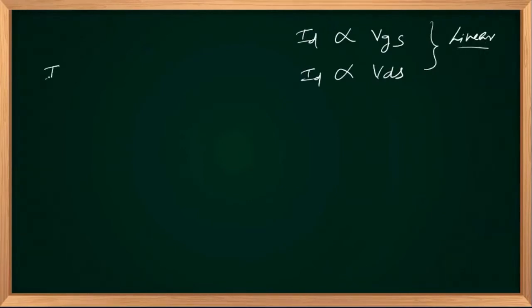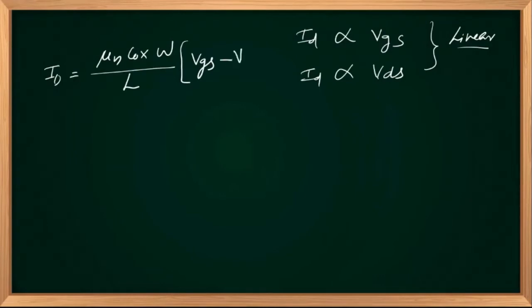So in linear region, ID equals mu n, directly proportional to Cox, directly proportional to W, the width of the device, inversely proportional to the length L, proportional to VGS. But the minimum VGS required is the threshold voltage VT. So I should write VGS minus VT, because at VGS equal to VT the current should be 0. So there should be a term VGS minus VT instead of VGS.